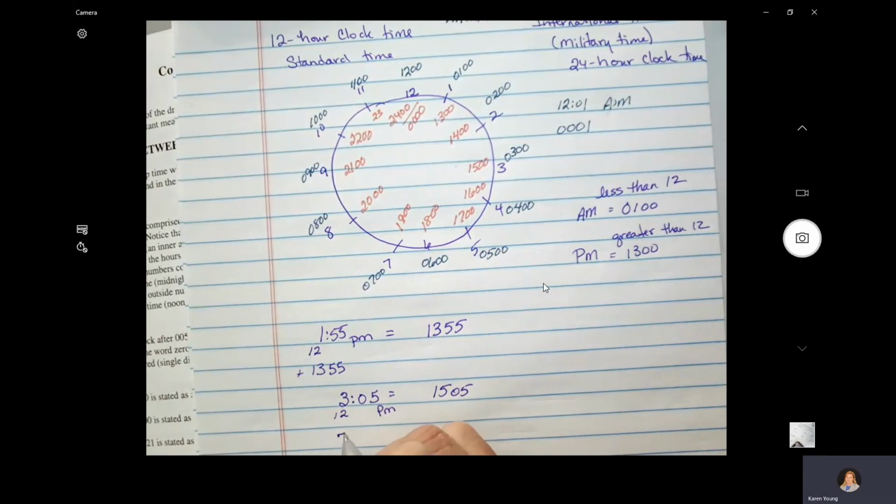Now, when I worked at the high school, I had to be there at 7:15 a.m. To write that in military time, it's 7, not a 2-digit number. It's AM, so it's going to be less than 12. So it's just 0715.